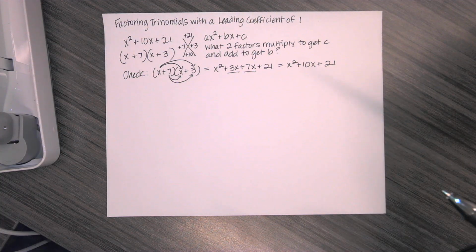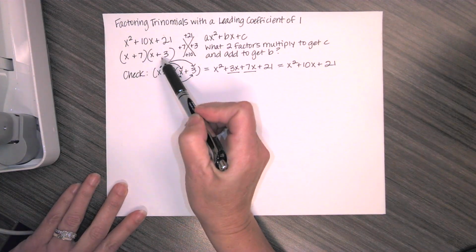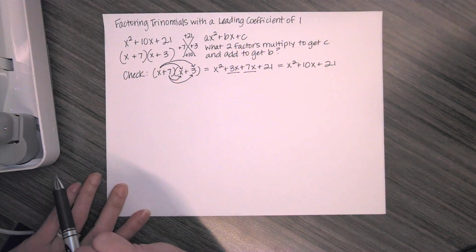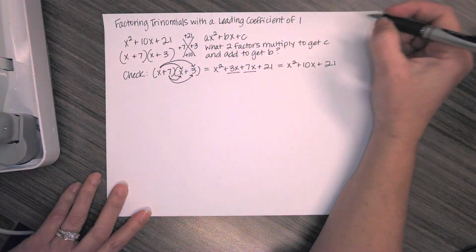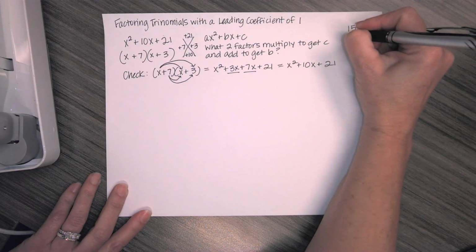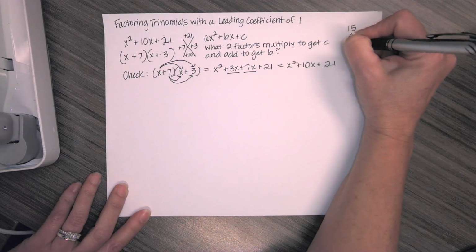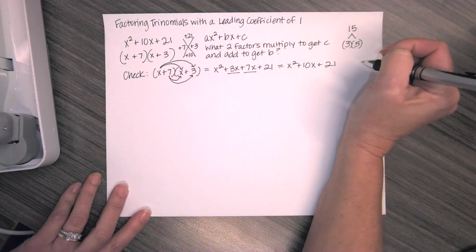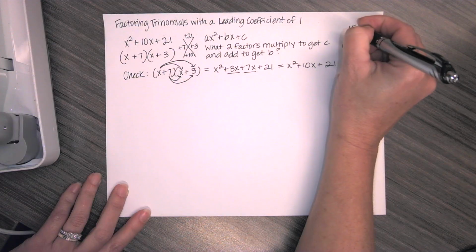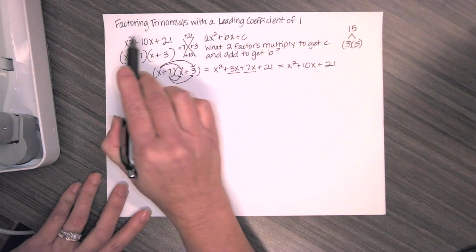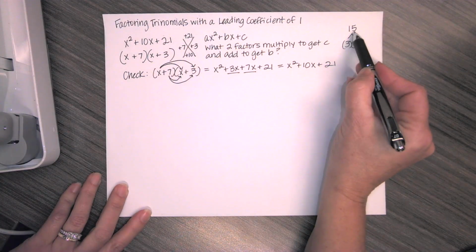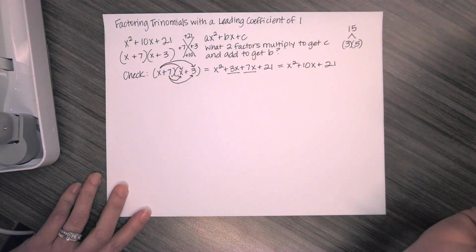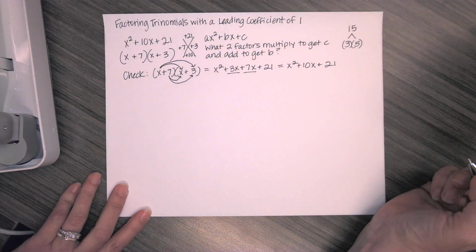So basically we just took that trinomial and broke it down into two factors that multiply to give us that trinomial. It's really no different than taking a number like 15 and breaking it down to 3 times 5. 3 times 5 are factors of 15. If we multiply them together, we get 15. So we're just taking, in this case, a trinomial and breaking it down into factors that multiply to give us that trinomial. All right, let's try another one.